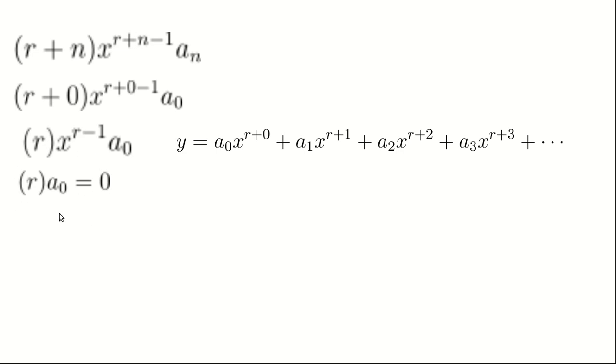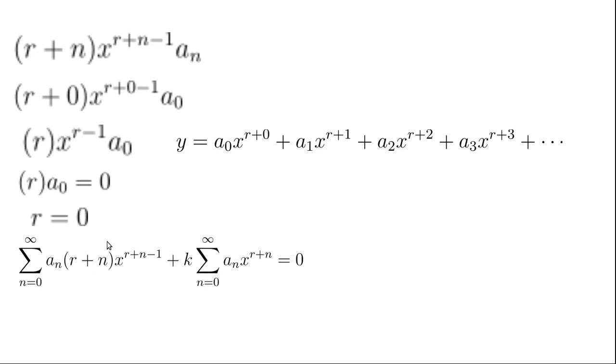Now that we have this, because a naught is a very important parameter that must be determined, we can conclude that r must be equal to 0. a naught can never be equal to 0. So in this case, we make r equal to 0. And we move on to get the next expression. We come back to this original expression. We have been able to find that r equals 0, and we have established that fact.